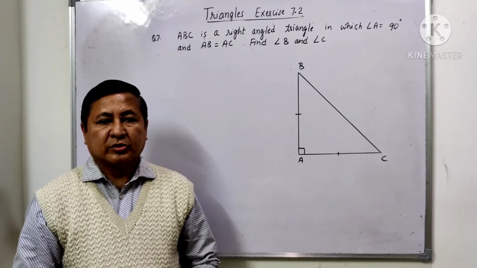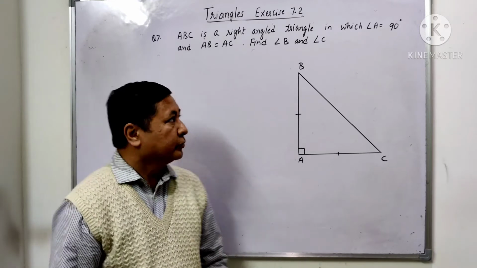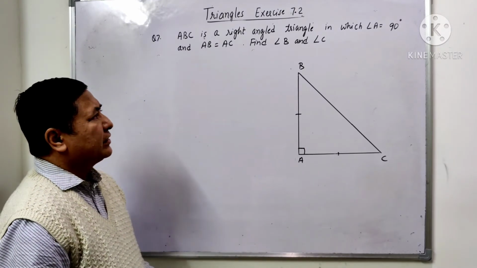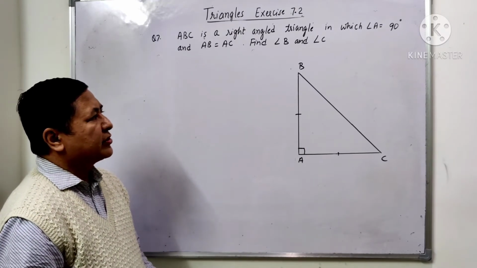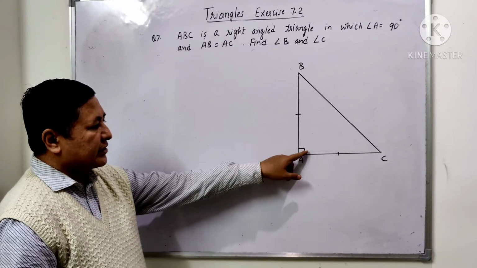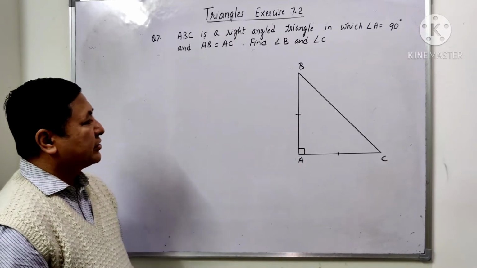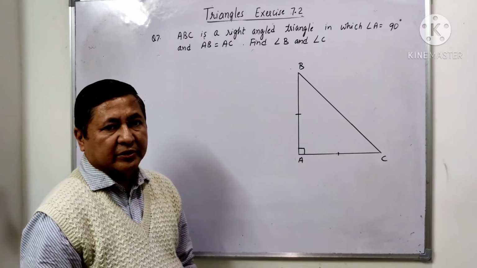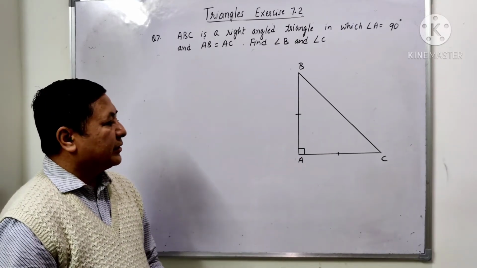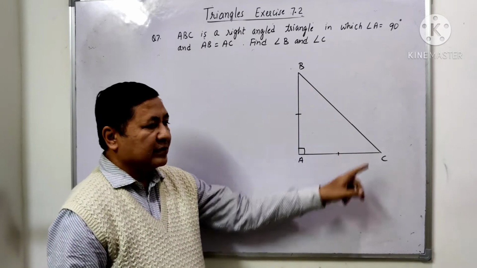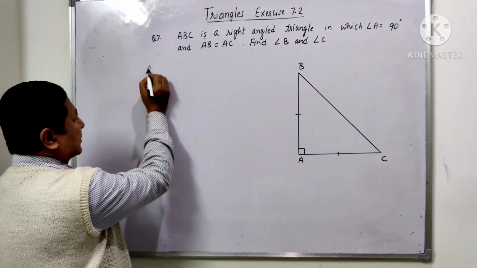Now let us solve question number 8 of exercise 7.2. ABC is a right angle triangle in which angle A is equal to 90 degrees, and AB is equal to AC. AB and AC are both equal. Find angle B and angle C. We have to find angle B and angle C. So let us solve this.